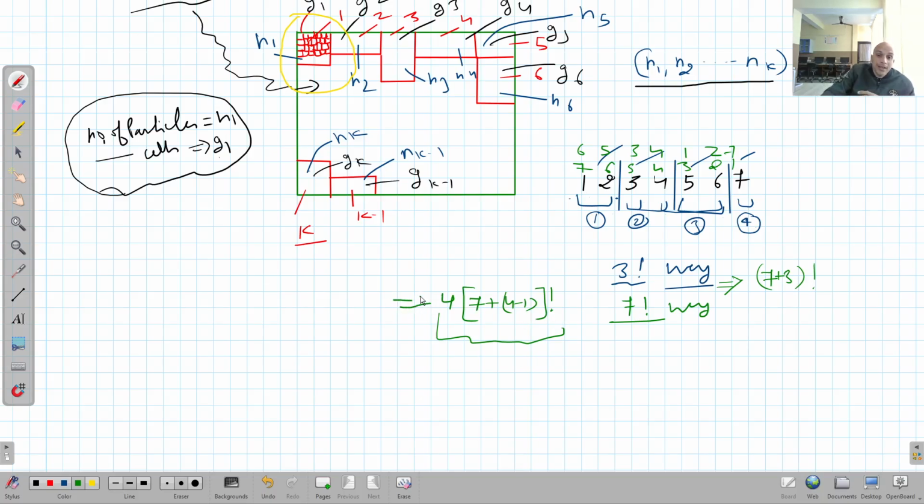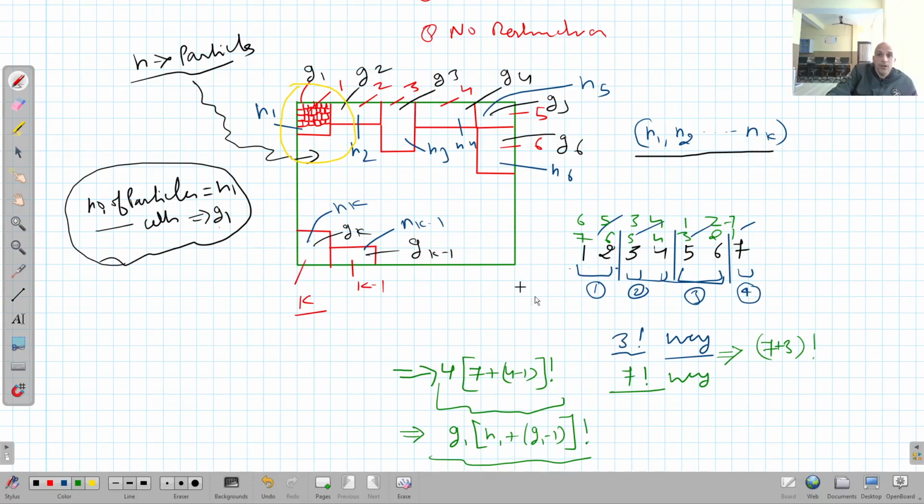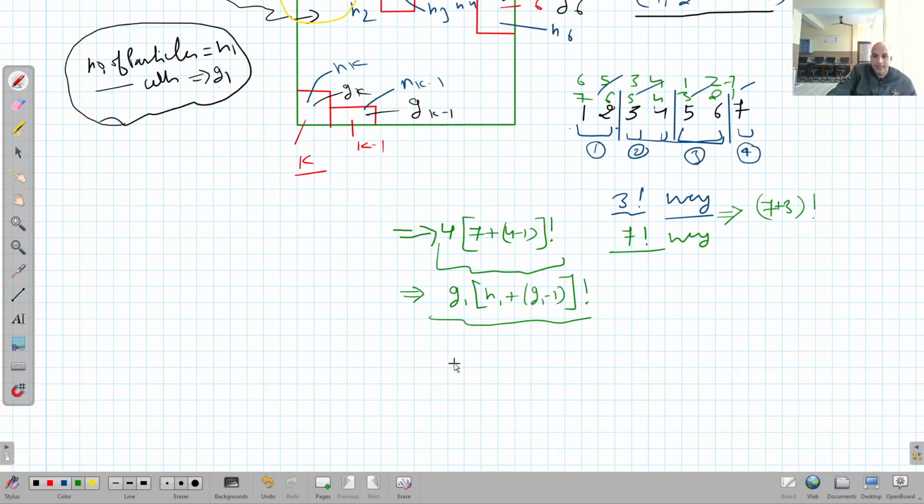Clear? Now this was the case of an example. If I make it a general result, then it will become G1 into N1 plus G1 minus 1 whole term factorial. So this is the total number of arrangements of N1 particles in G1 cells for the first compartment. Clear? So I have now written the total number of arrangements. Right.